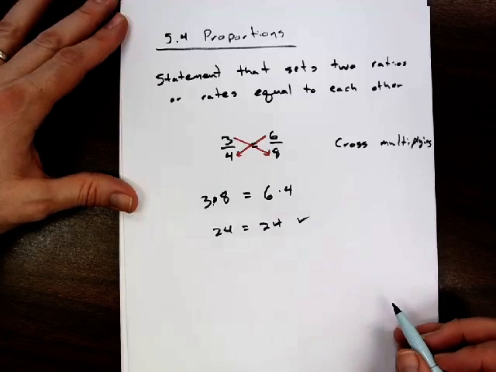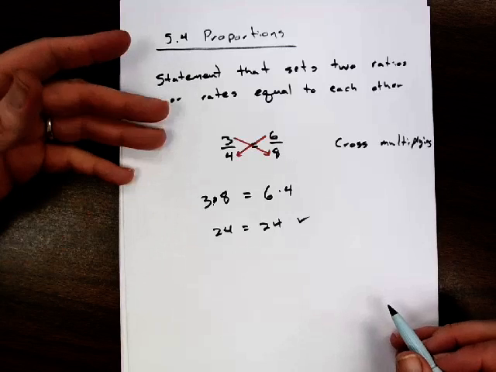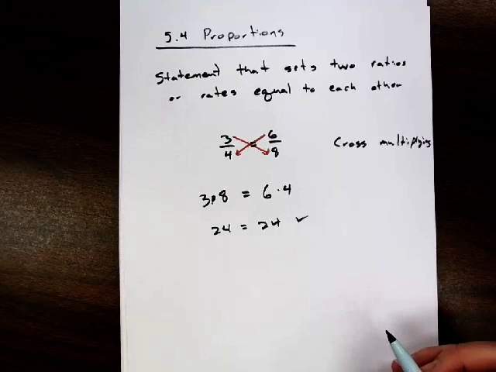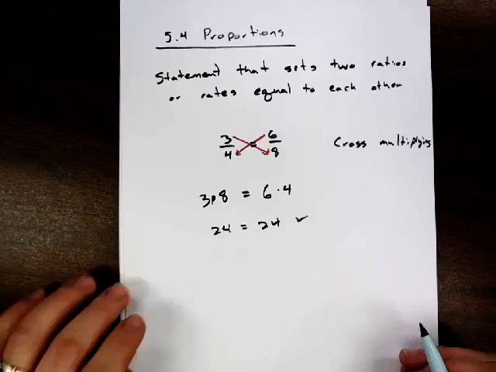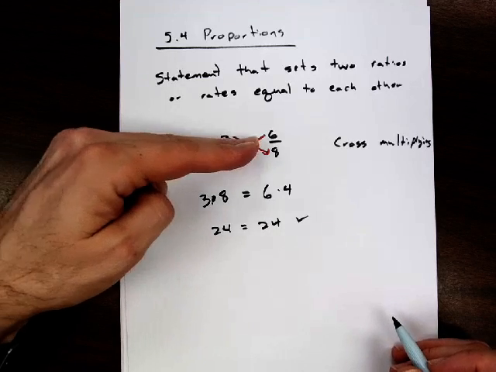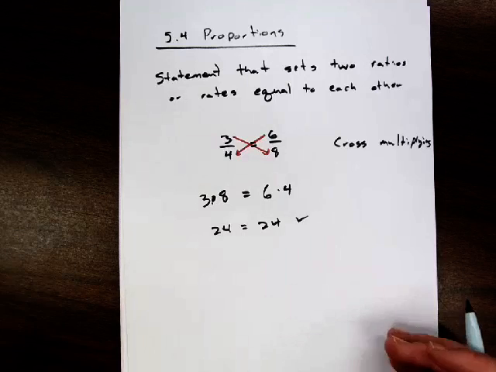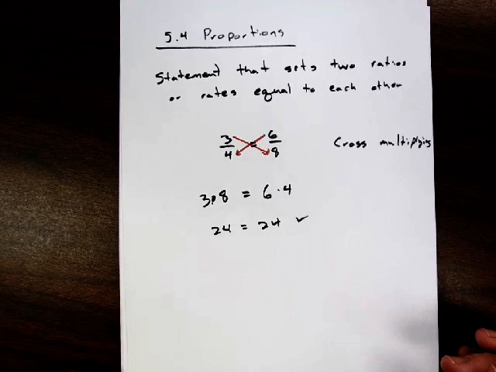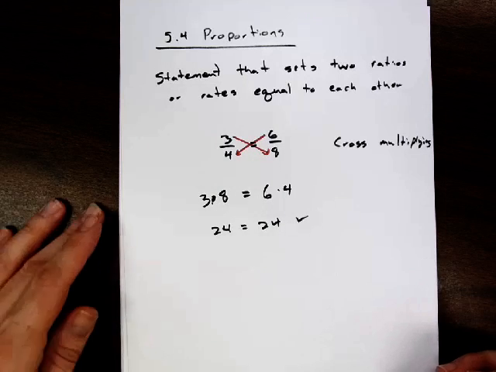This is, in fact, what we call a true proportion. This is a true statement. And this is one way to check to see if one fraction is, in fact, equivalent to another fraction. One ratio is equivalent to another ratio. Well, there's more things that we can do with this, though.